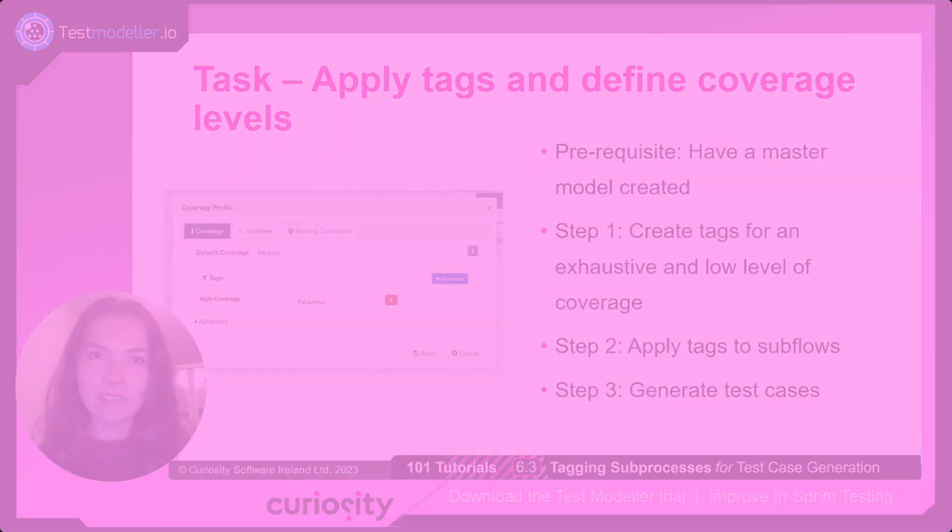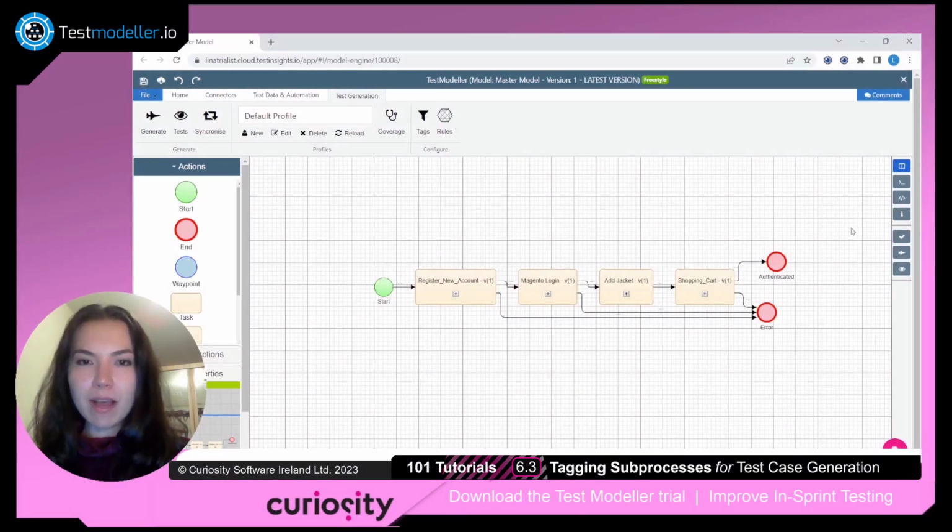So here we are inside of our master model, and the first step we'll need to do is create some tags. So let's say that our register new account screen has changed, and we want to test it really rigorously in Sprint, and then following that, we don't need to test it quite as much.